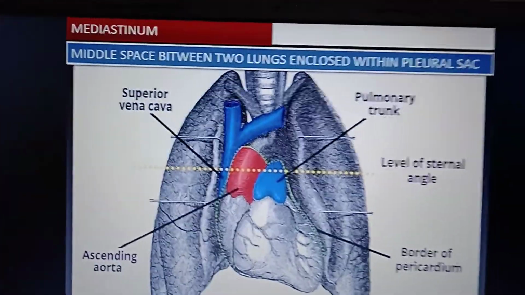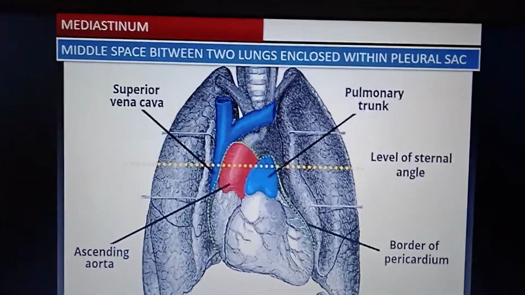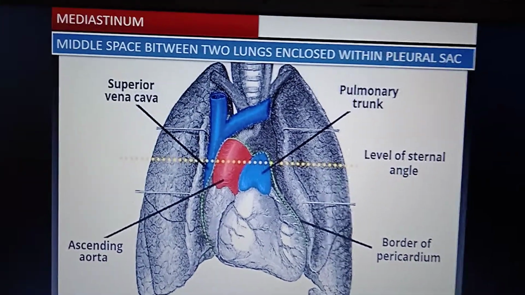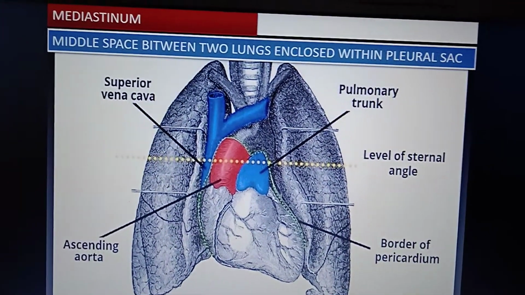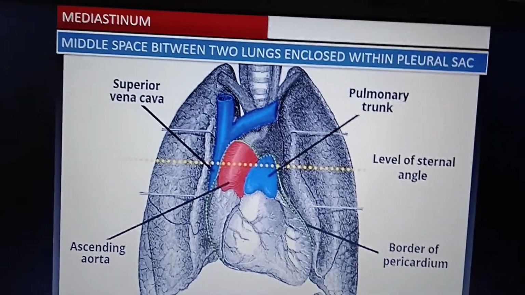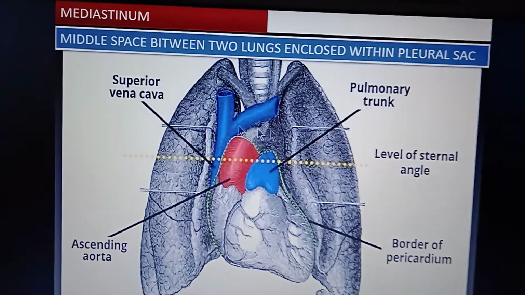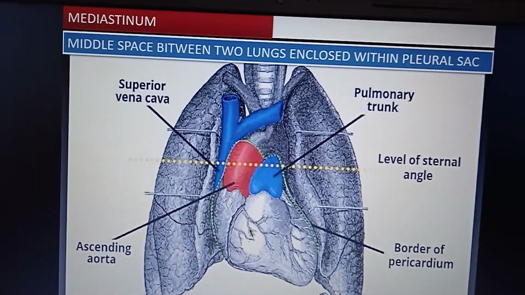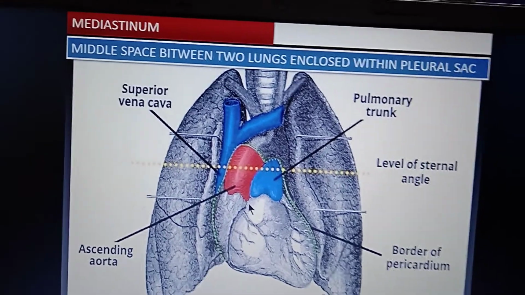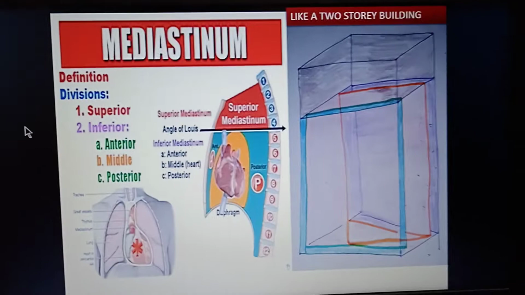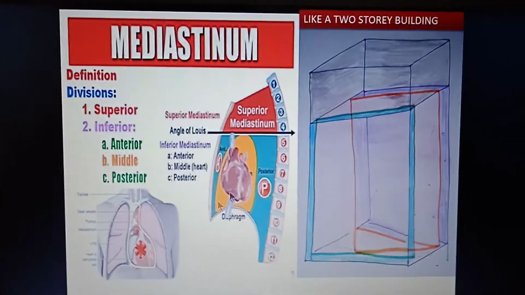Today we are going to learn mediastinum. Mediastinum is what? It is the middle space in between the two lungs, enclosed within the pleural sac. Here you can see these are the two lungs, and within the thoracic cavity the middle space is occupied by the heart with his whole family.